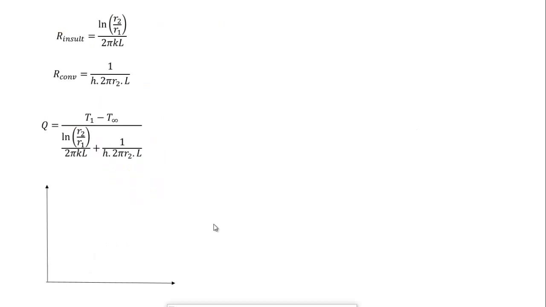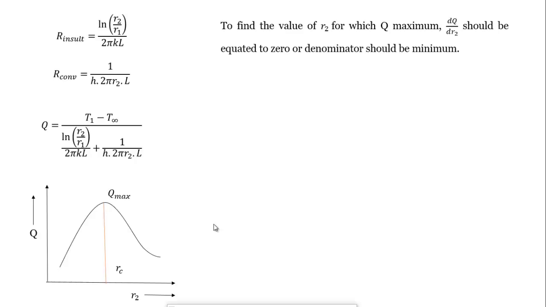Now we plot a graph of Q versus R2. From this graph we conclude that as we go on increasing R2, the heat transfer rate increases, reaches a maximum, and then decreases. Hence at the critical radius, RC, Q is maximum. To find the RC value, we find the R2 for which Q is maximum.